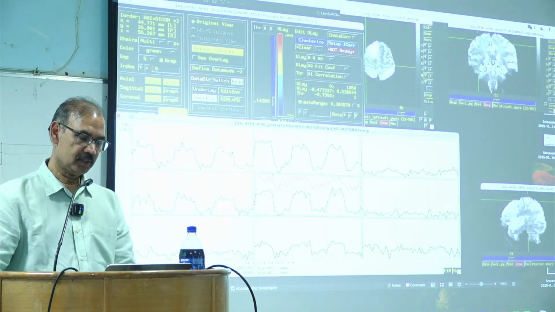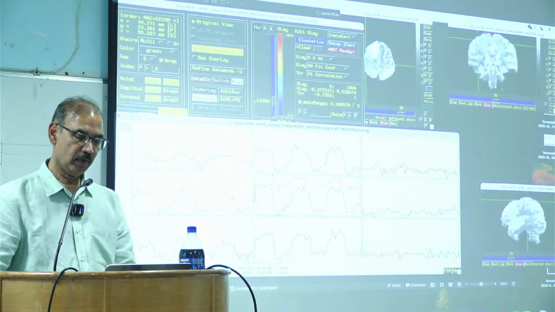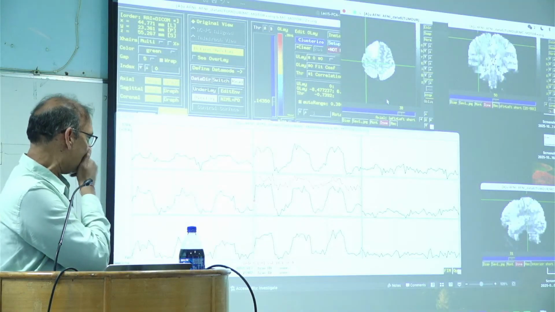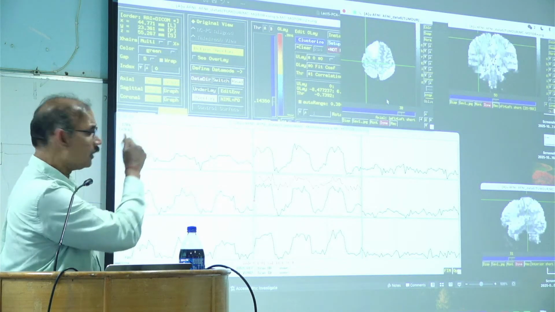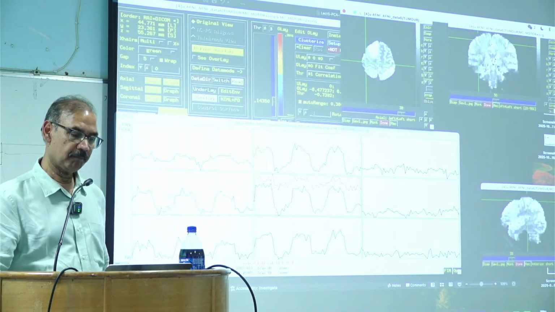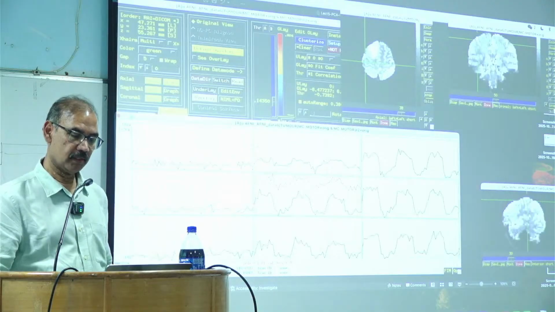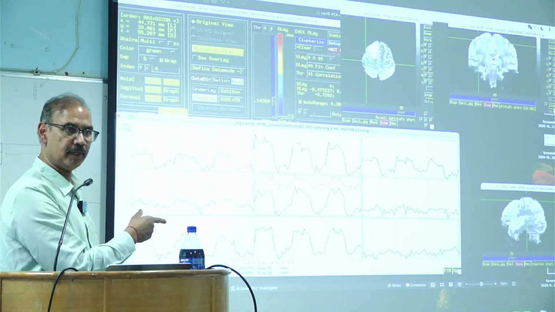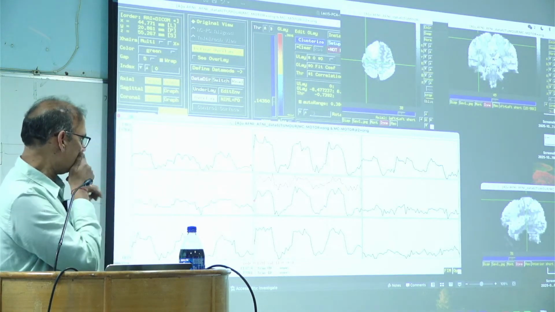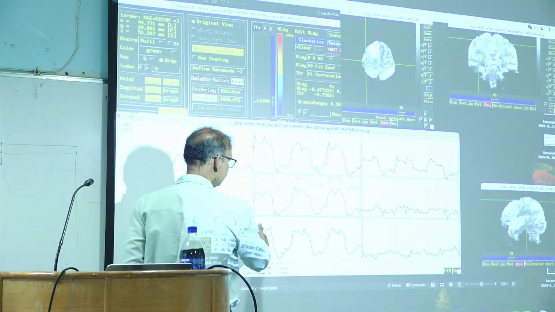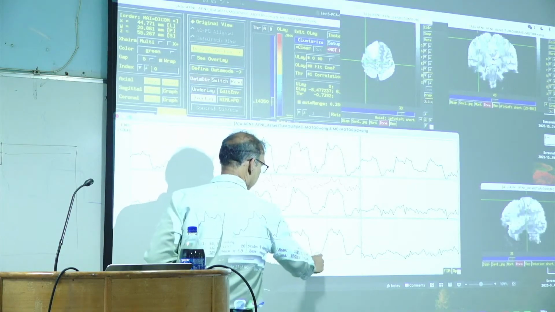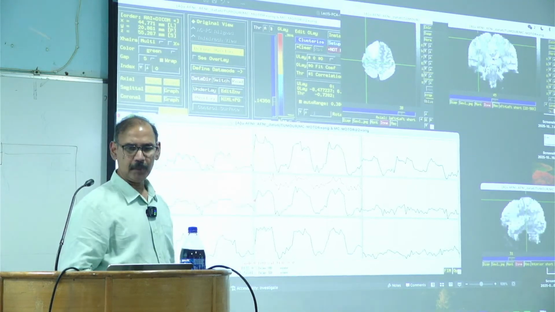Okay, so this is a person with a brain tumor. You can see the tumor in this region, and they tap their fingers. They tapped their fingers for 20 seconds, then they stopped, then they tapped again, then stopped, and then they tapped again and stopped.